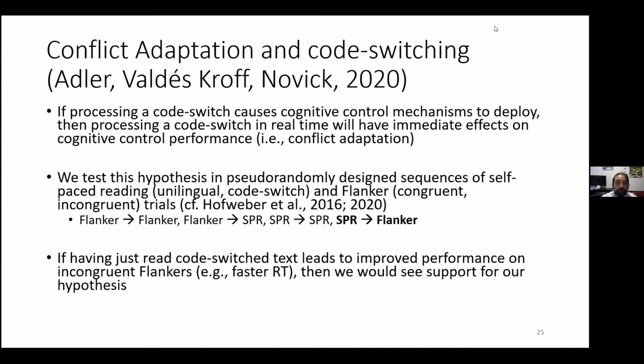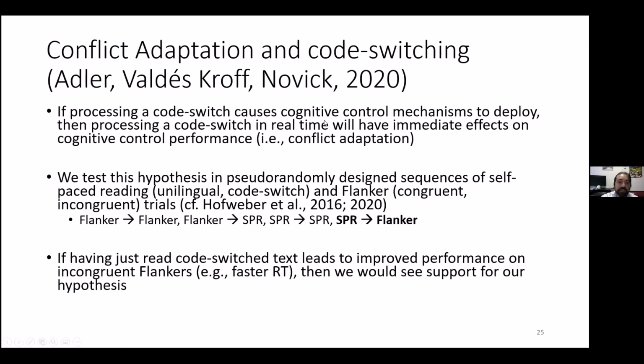So this paradigm relies upon a premise known as conflict adaptation. The idea behind conflict adaptation is that if you've just encountered something hard that requires cognitive control, an immediately following item that also requires cognitive control is going to be slightly more efficient, slightly easier, because you've just deployed cognitive control. So there's essentially a spillover effect, and this is known as conflict adaptation, right?